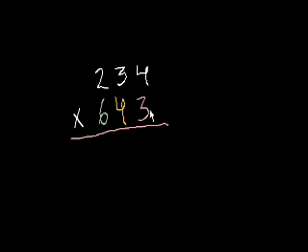So first we do the 3, which is in the ones place, and we multiply that times 234. Well, 3 times 4 is 12. Carry the 1. 3 times 3 is 9. Add the 1 is 10. Carry the 1. 3 times 2 is 6, plus 1, well that's 7.